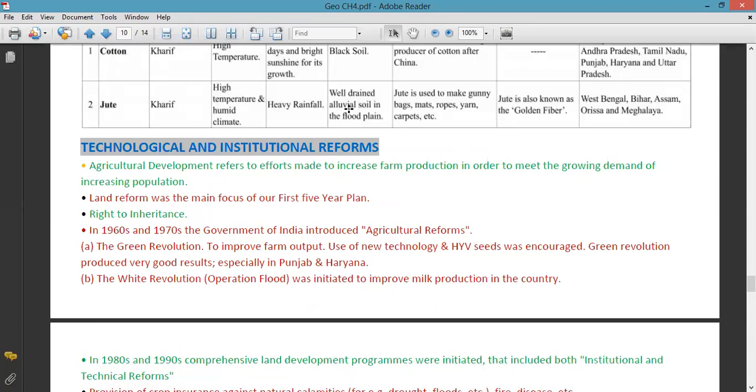Kalai Karthik, one doubt we have: why is it called golden fiber? Because compared with cotton, jute is very famous and very commercial in northeastern India. That's why jute is called a golden fiber. Okay, it's a traditional name, and there is not much reason behind why jute is called golden fiber. But I accept your view.